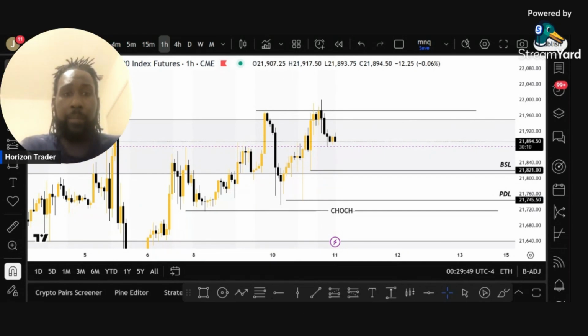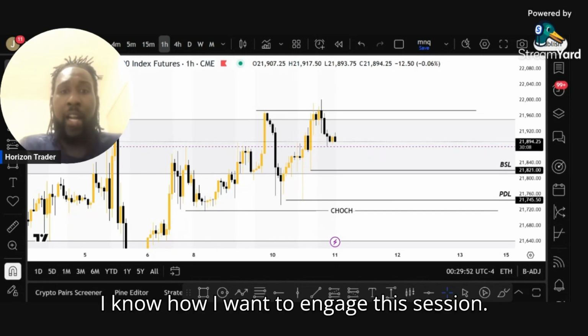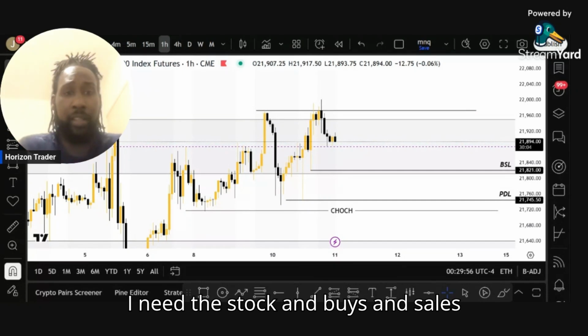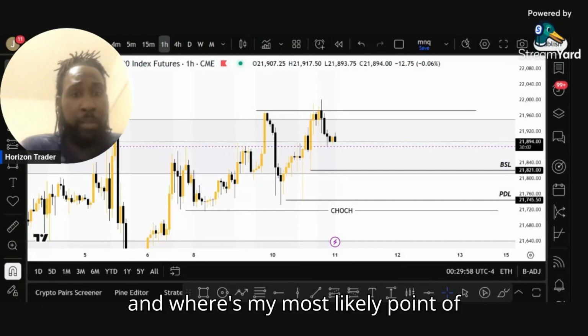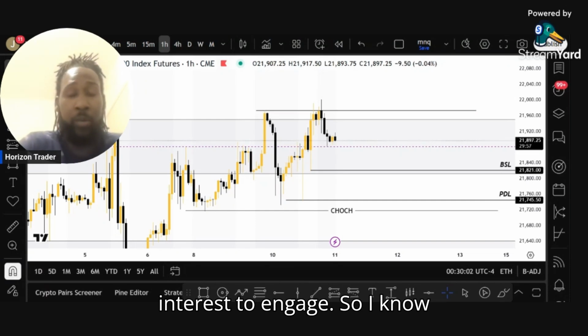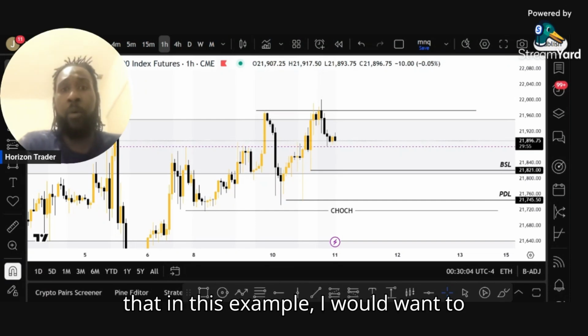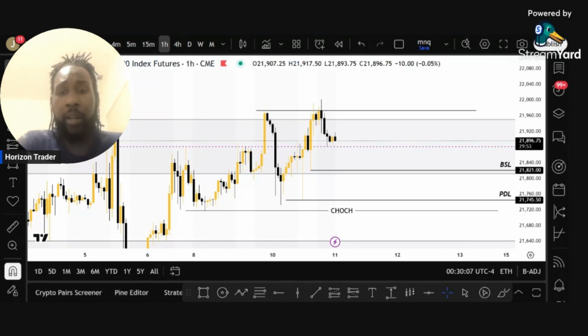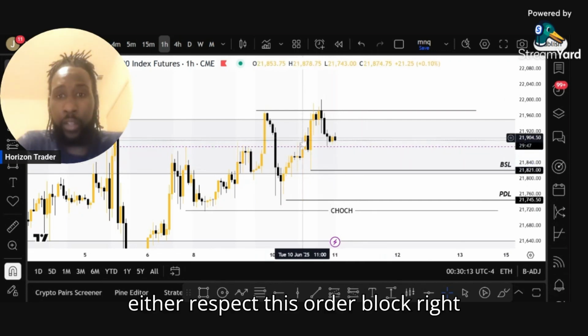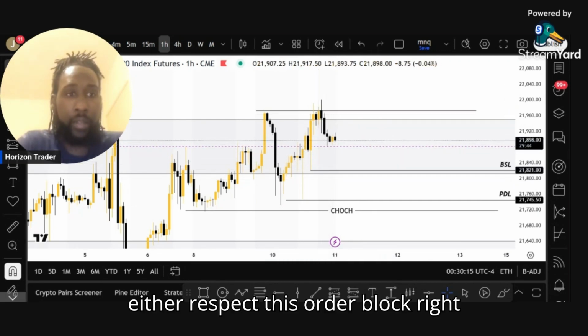So after this step, I know how I want to engage this session. I'm either stalking buys or sells, and where's my most likely point of interest to engage. So I know that in this example, I will want to look for buys, and I would like to see price either respect this order block right here.